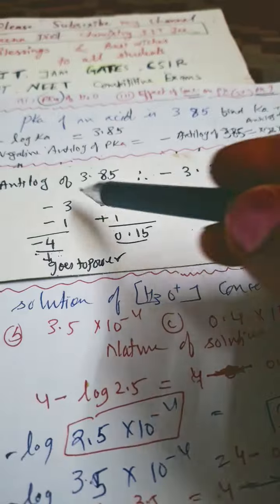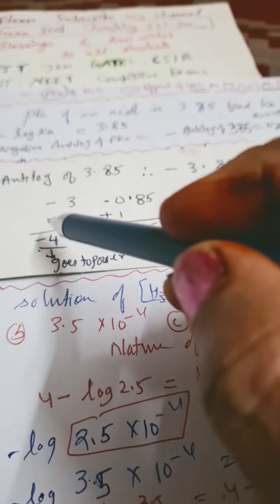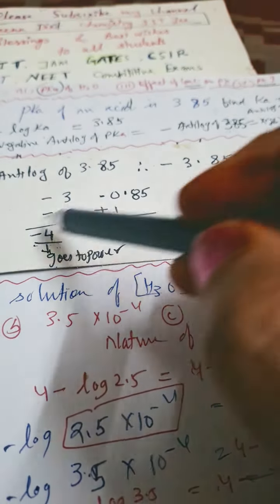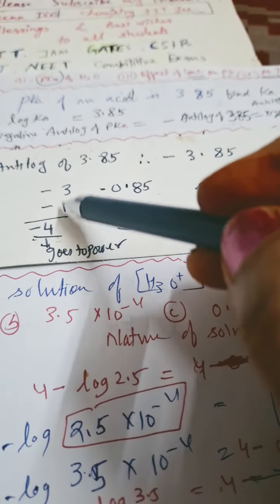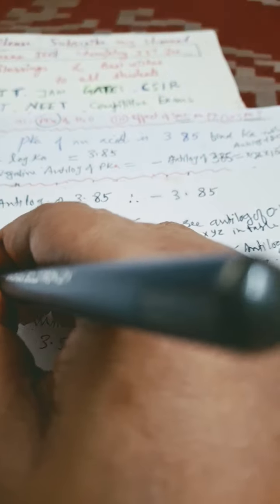separately, the 3 here and the 0.85 I had written here, minus 1 plus 1 over here. So when it is negative, we do it like this. Minus 3 minus 1 is equal to minus 4. This goes into the power, that is 10 raised to power minus 4. It is written at last.